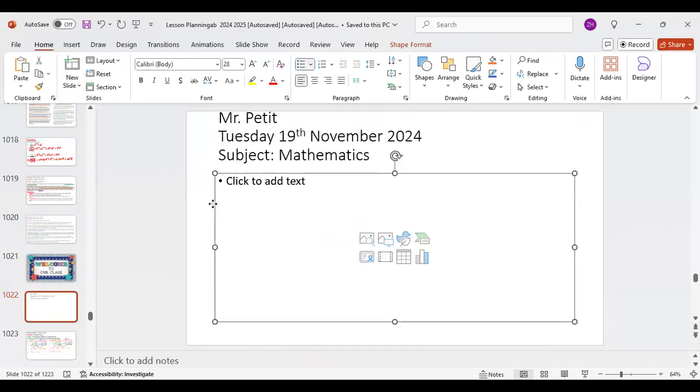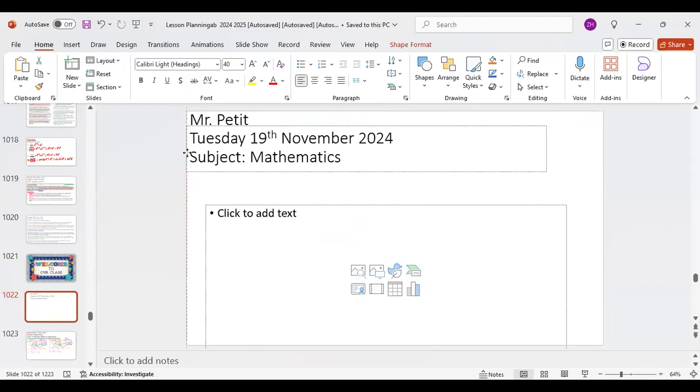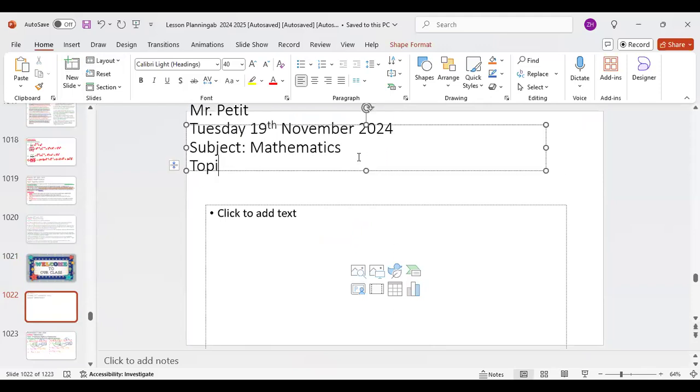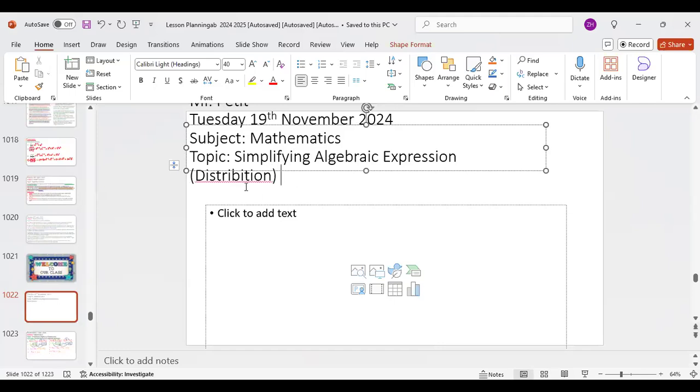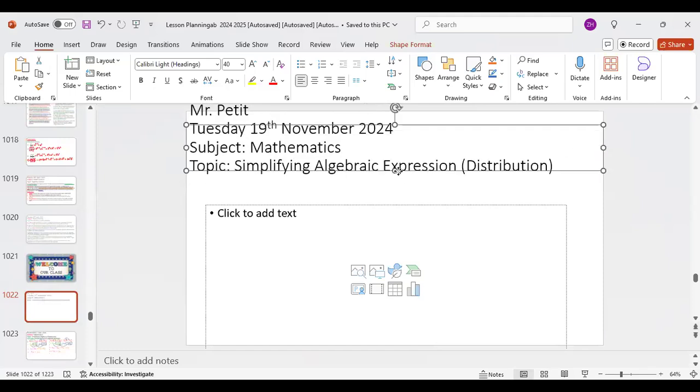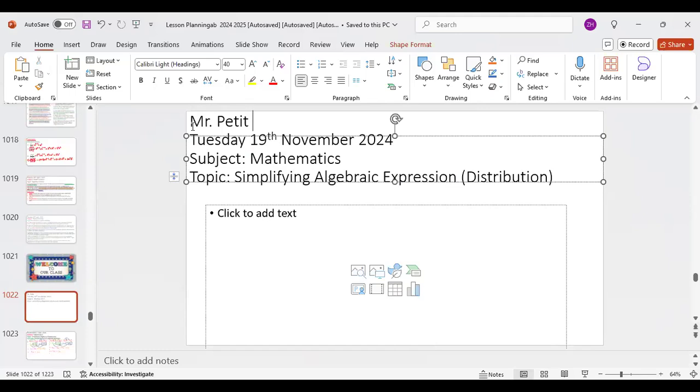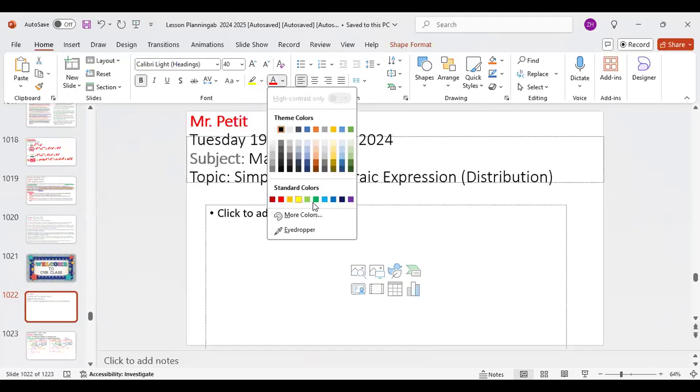The topic is simplifying algebraic expressions, and we really want to focus on distribution today, the distribution property. Did we finish our rules of indices? Yes, we finished that. So we're just going to be looking at how to simplify more algebraic expressions. That's what we're going to be dealing with today.